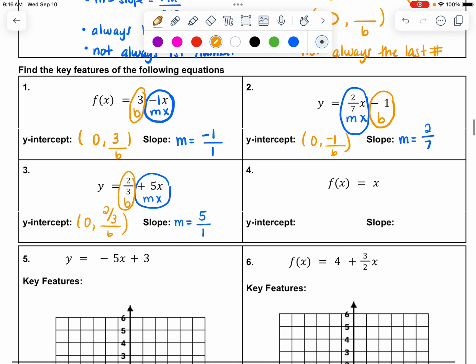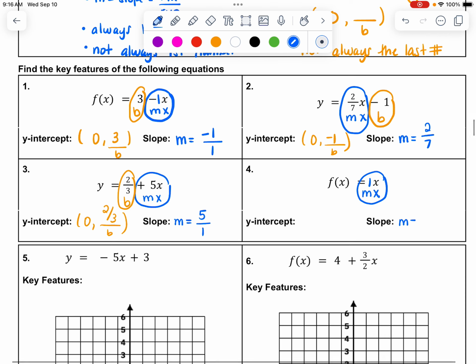Now the last example is a little tricky. Again, I'm going to look for my mx, and I do see my x here. The invisible number that's before the x is a 1. So my slope is going to be 1 over 1 because I want to make it look like a fraction. But there is no number in this equation for a b. So the number that I'm going to fill in, which means there's nothing here, is 0. My y-intercept will be 0, comma, and then there's nothing there, so 0.